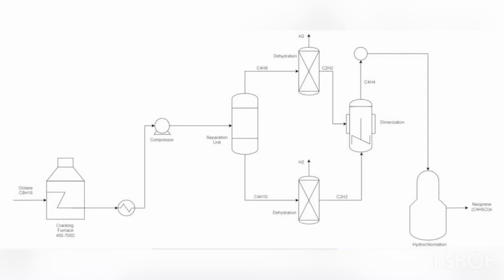After that it comes to the separation unit where octane will divide into two elements, butene and butane. Then they go to the dehydrator. After that it comes to the dimerization where we get vinylacetylene. The last one is hydrochlorination. In this step vinylacetylene will be converted into neoprene, chloroprene.